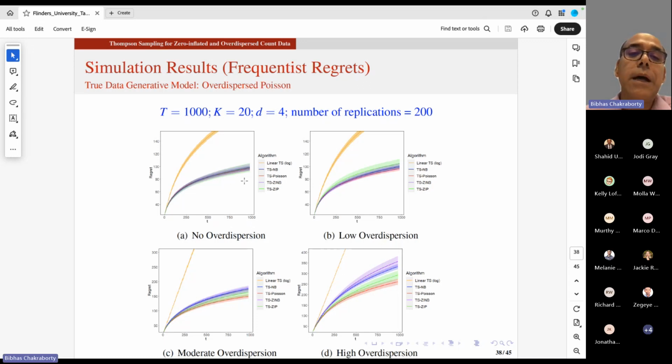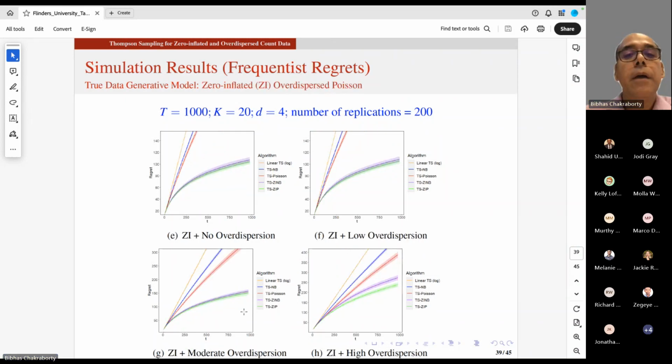But with all the count-based models, when we incorporate them into Thompson sampling, the regret curve is bending, right? That's an improvement. And we varied the degree of over dispersion in the different panels. Here we experimented with a zero inflated over dispersed Poisson model. So it's not just over dispersed, but also zero inflated. And we see some separation in the models.